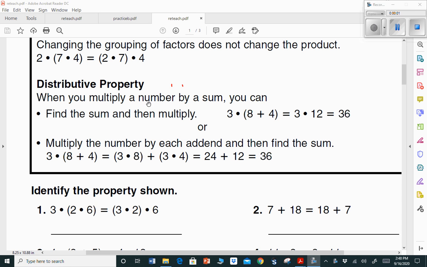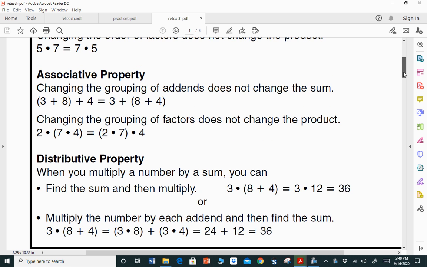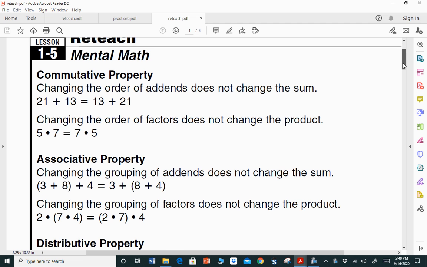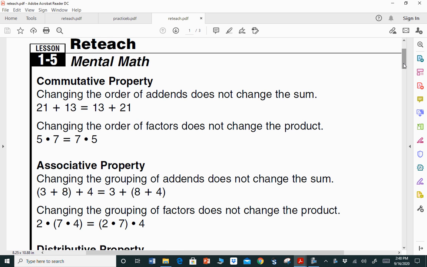Hi, 6th grade. We're going to do lesson 6-5, which is called mental math. 6-5, mental math. You guys should have learned all of these properties previously, but we definitely need to review them. You need to take this down in your notes.